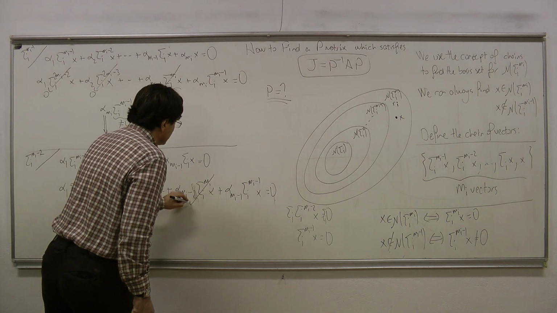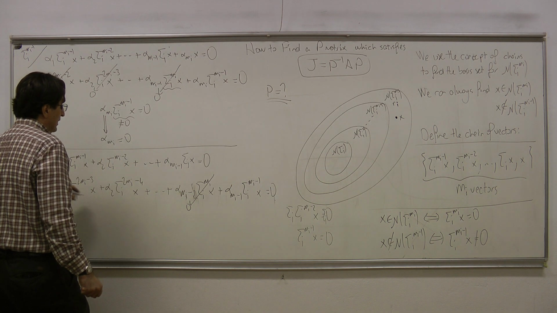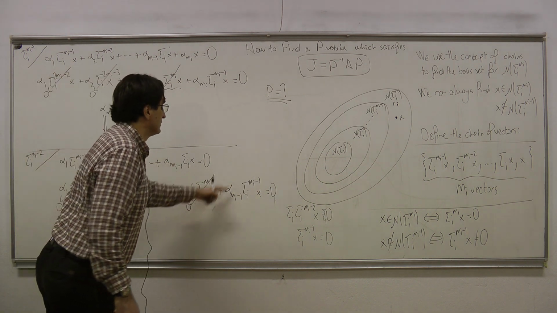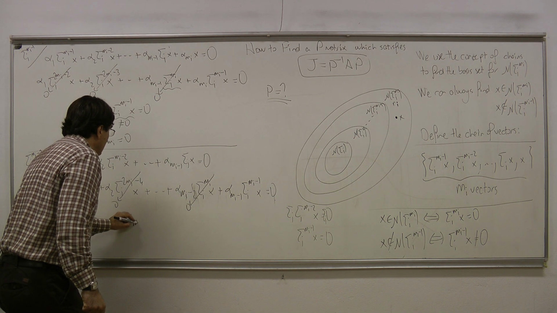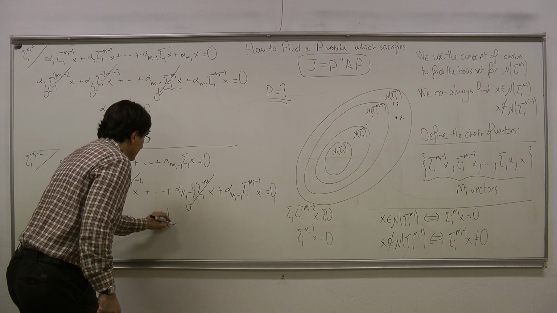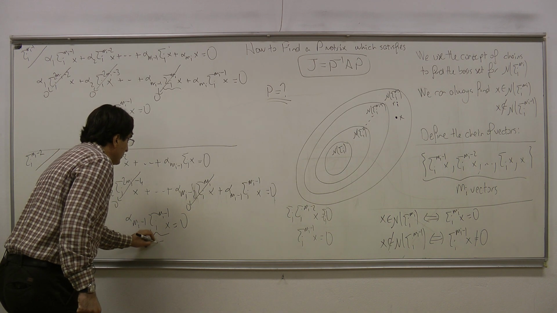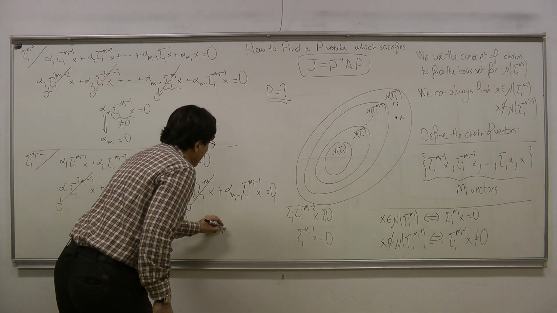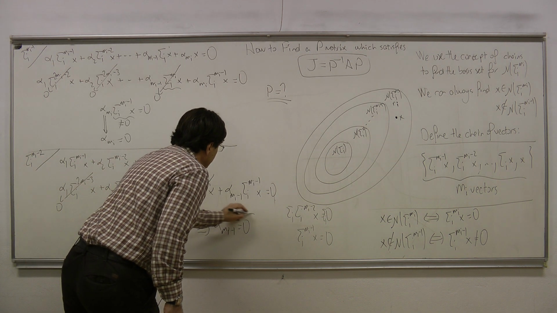Now I know that this is equal to 0, and all of the higher powered ones are equal to 0. Okay, and then I would get the last one only: alpha mi minus 1 sigma I to the power mi minus 1 x is equal to 0. I know that this is non-zero, which means that alpha mi minus 1 is equal to 0.